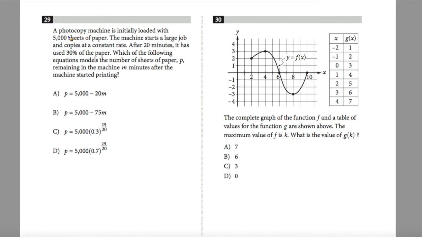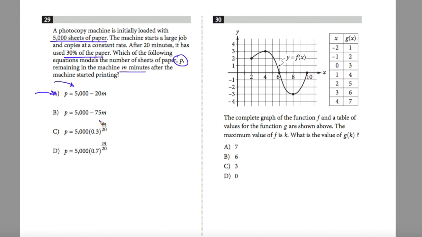Question 29: a photocopy machine is initially loaded with 5,000 sheets of paper. The machine starts a large job and copies at a constant rate. After 20 minutes, it has used 30% of the paper. Which of the following equations models the number of sheets of paper P remaining M minutes after the machine started? Well, 5,000 is symbolizing my initial, and P is representing the number of sheets of paper that I have remaining.